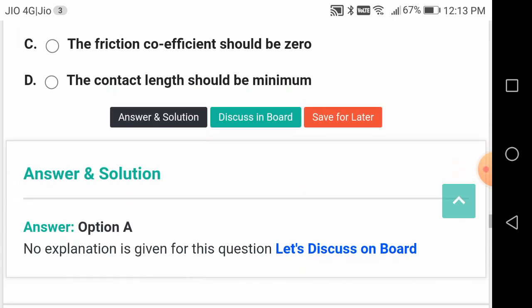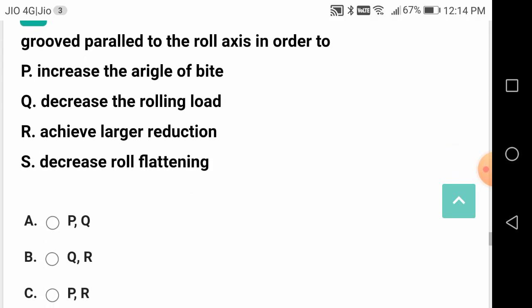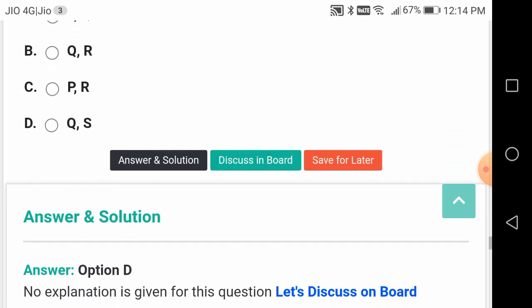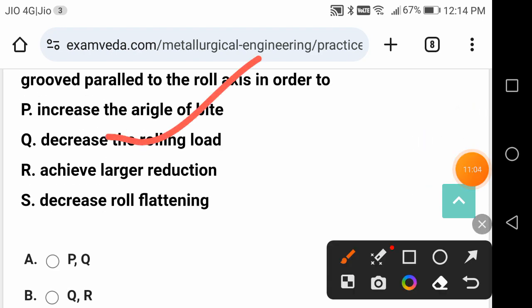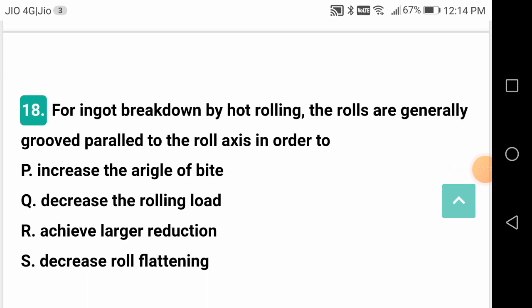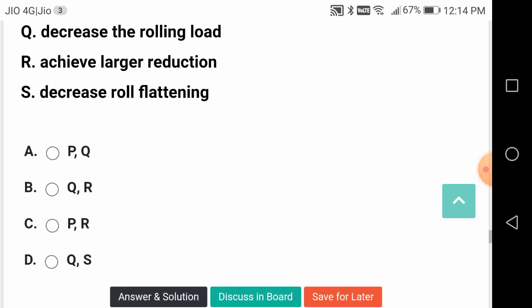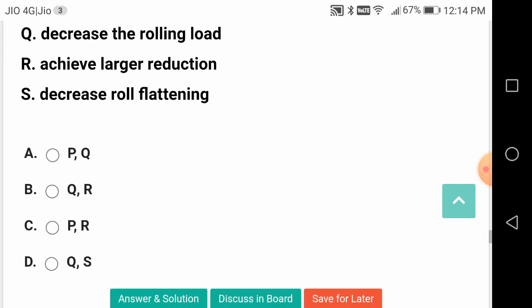For ingot breakdown by hot rolling, the rolls are generally grooved parallel to the roll axis in order to decrease the rolling load. This is done to decrease roll flattening. The rolls are generally grooved parallel to the roll axis.